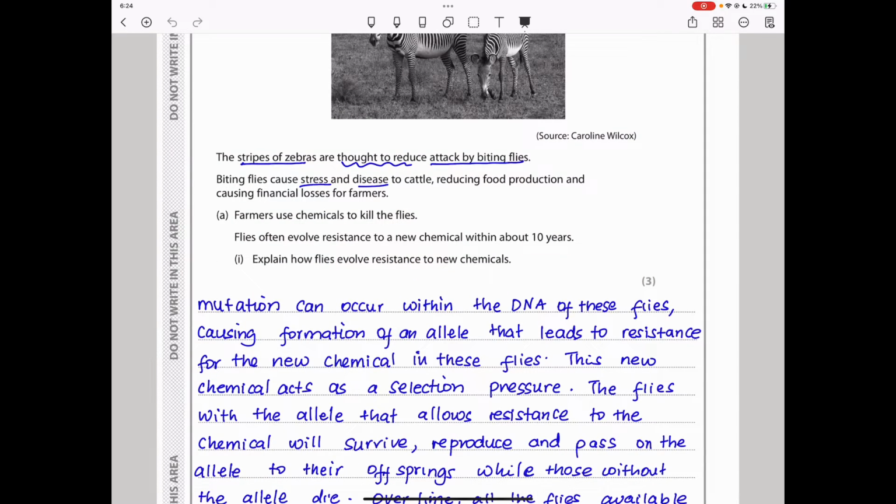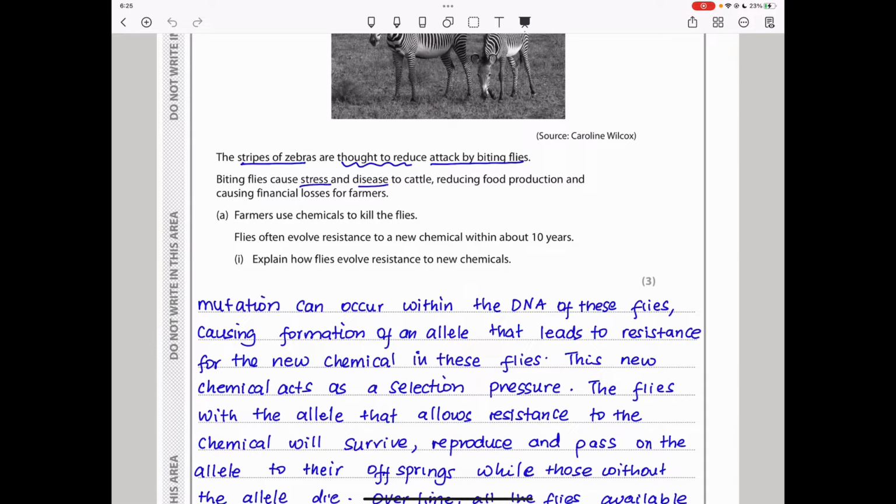If there is a resistance that occurs to the new chemical, it's because the DNA has been modified, and that could be due to a random mutation. So when a mutation occurs, the DNA of these flies has maybe received a new allele, so formation of a new allele, and this allele is going to lead to resistance against the new chemical within these flies. So it means the flies that have the new allele will not be affected by the chemical, while those that do not have the allele will be affected by the chemical and therefore die.